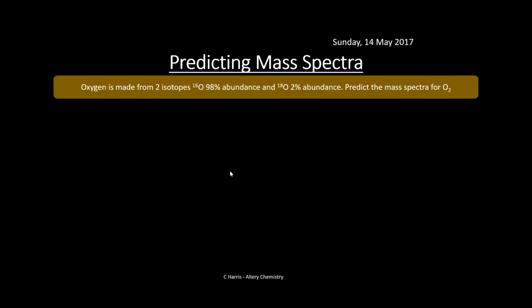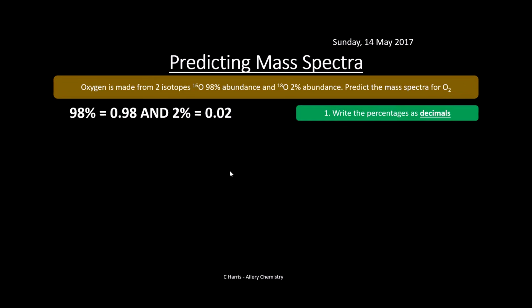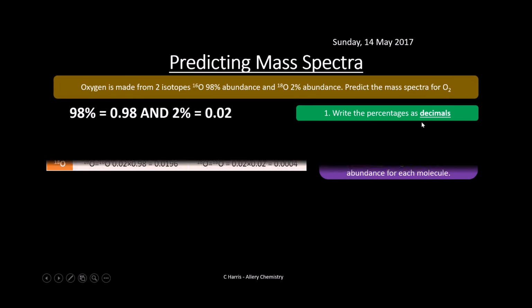Okay, predicting mass spectra. So oxygen is made from two isotopes. Okay, so we've got 98% abundance of oxygen 16 and 2% abundance of oxygen 18. We've got to predict the mass spectra for O2. Okay, so we've got 98% is basically 0.98 and 2% is 0.02.